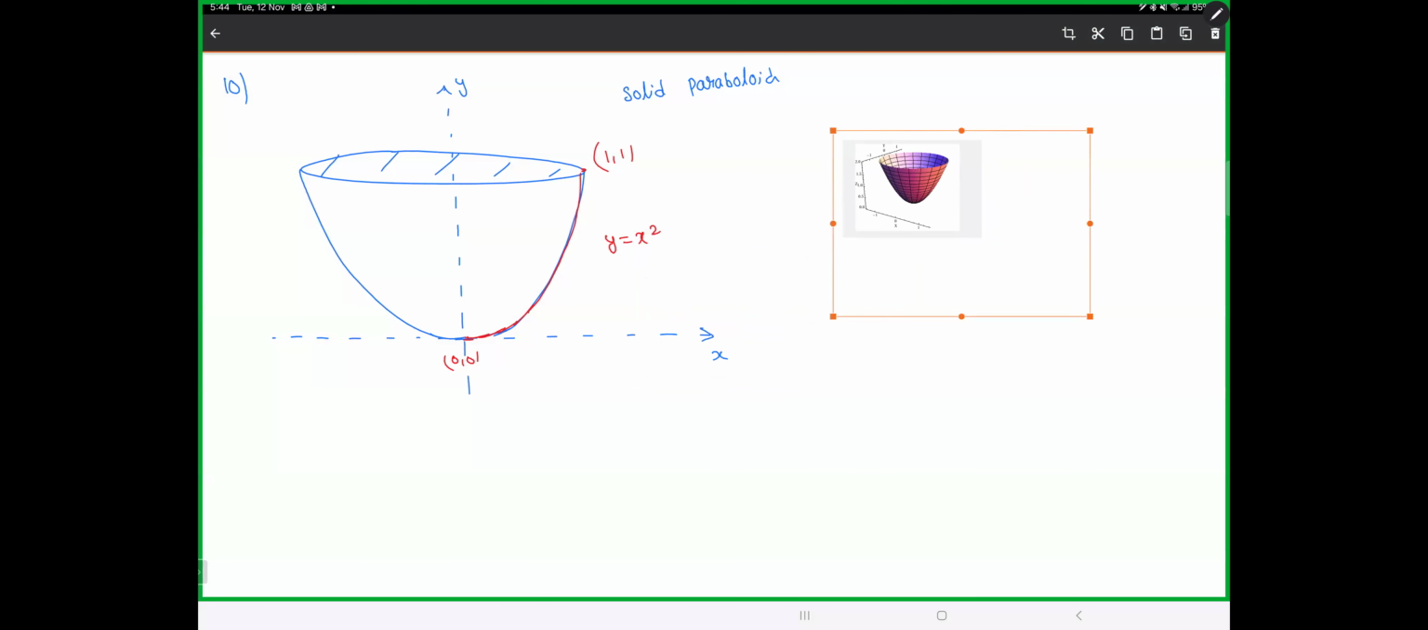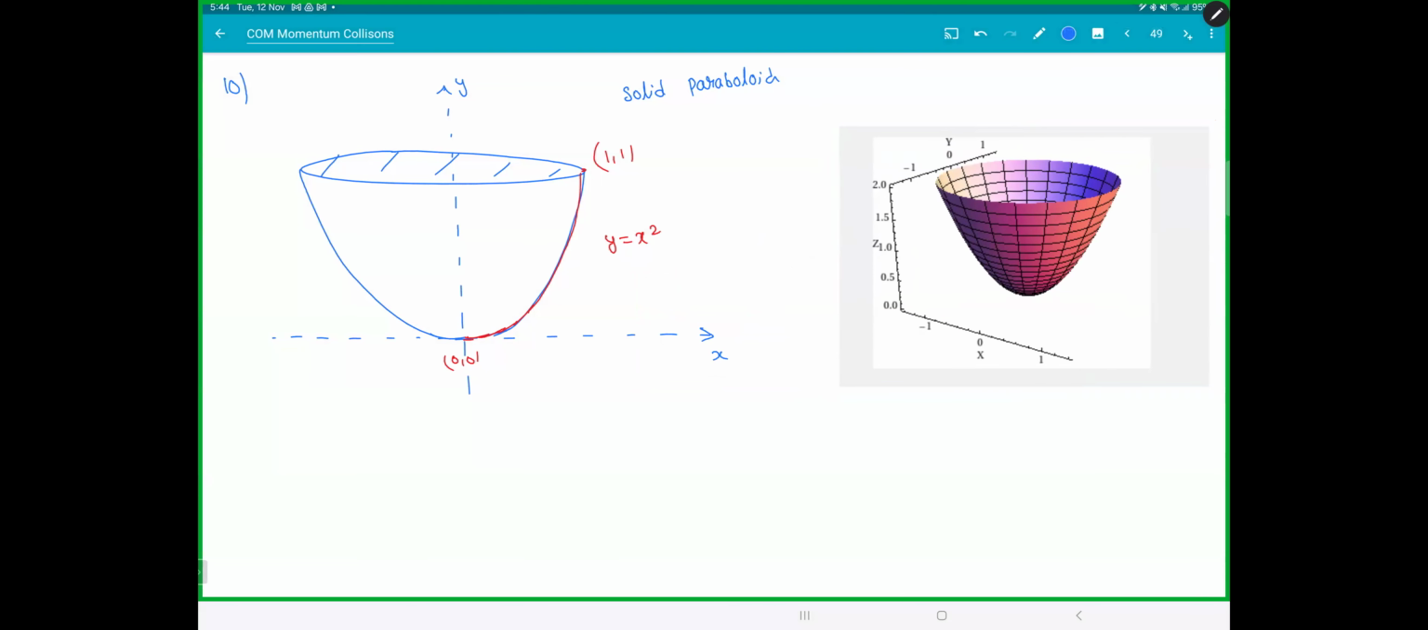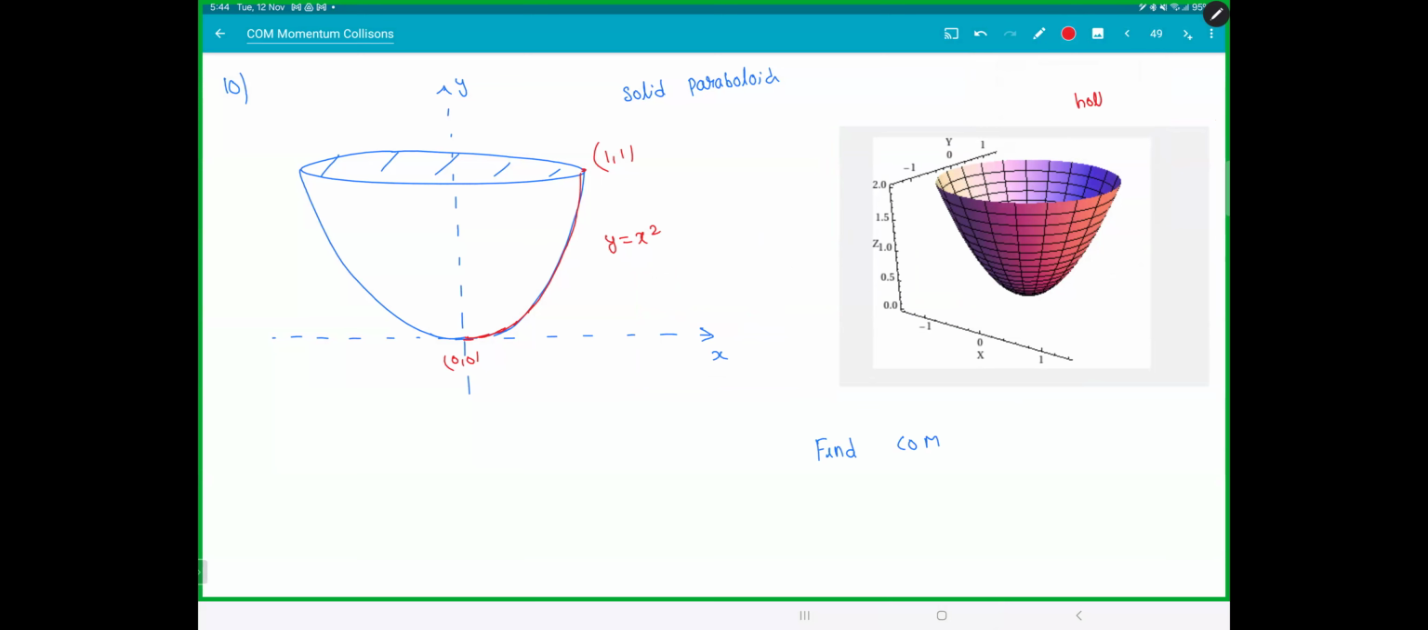This is a hollow paraboloid. Able to visualize the shape? Anytime you put water in a bucket and rotate it, the shape which you get is this shape only. Find the center of mass. This here is a hollow paraboloid. Let's say this.